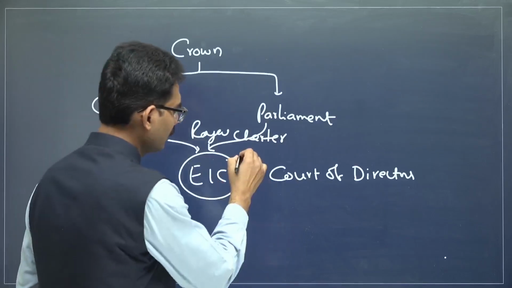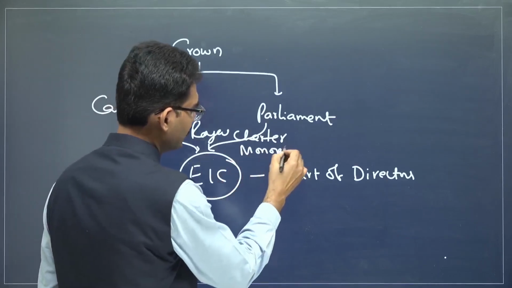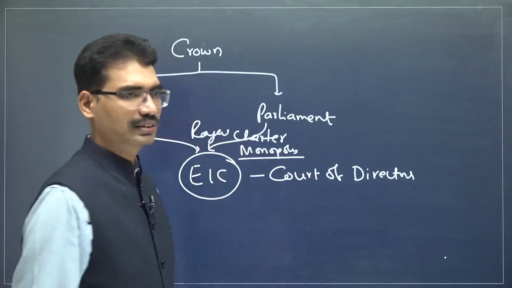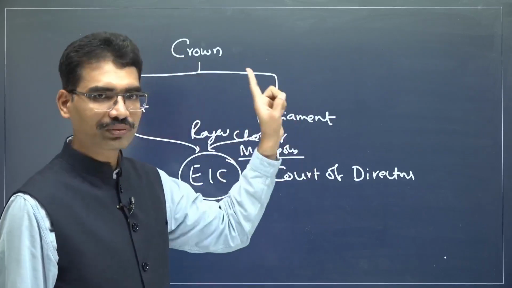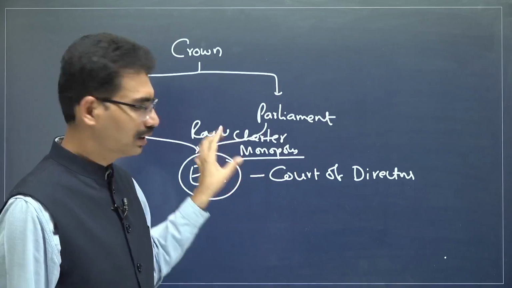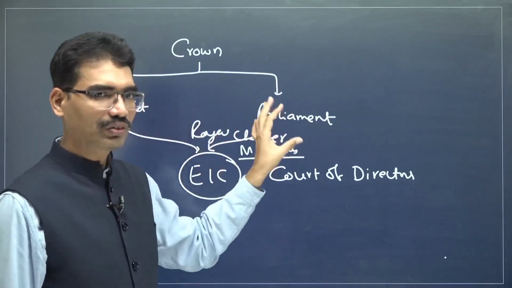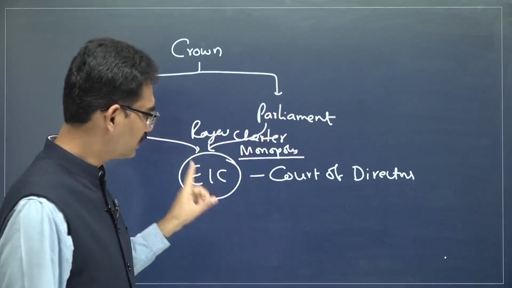Monopoly. East India Company gets monopoly rights. Nobody should take away this. Otherwise, they are going to break the rule of law. Rule of law must be honored. When a law is there, it means everyone has to follow. This is the protection of East India Company.